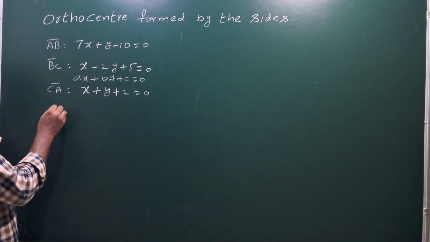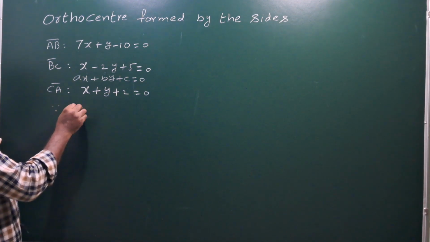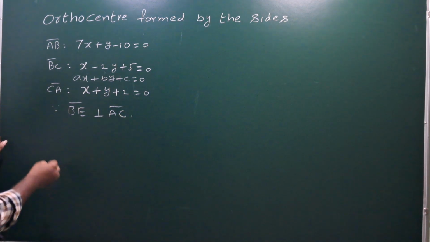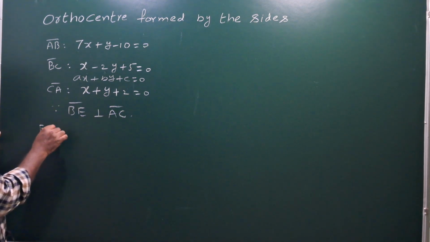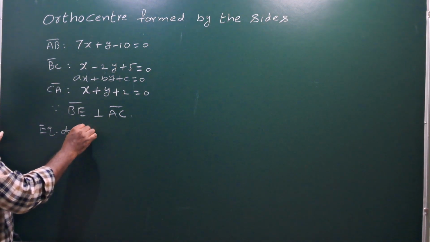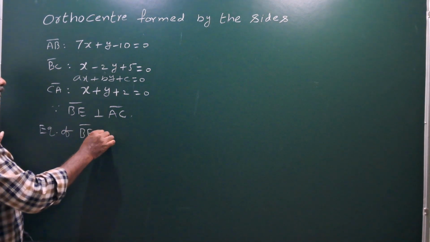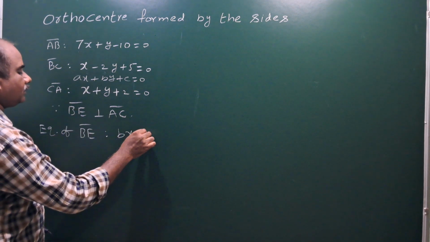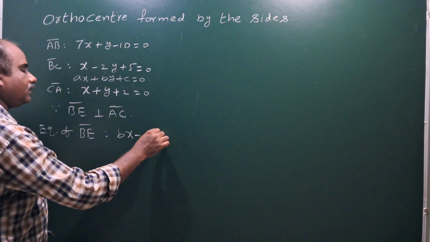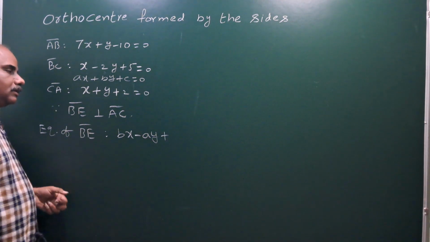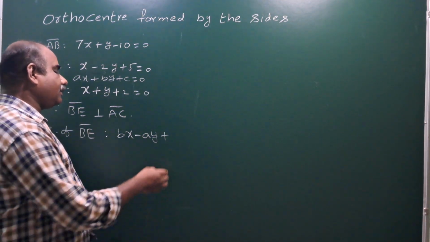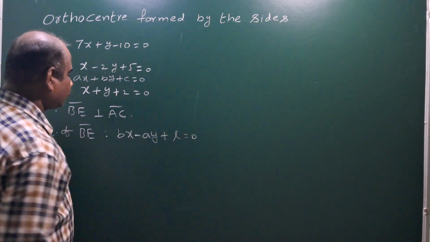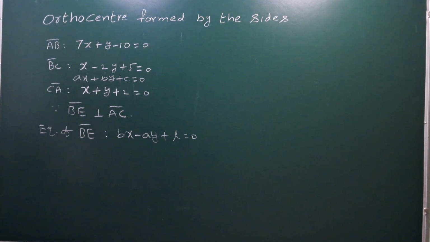Since BE is perpendicular to AC, therefore the equation of BE, by the same formula, can be written like this: Bx minus Ay plus L, where for AD we took K and for BE we take L. L is the constant, is equal to 0. So Bx minus Ay plus L is equal to 0.